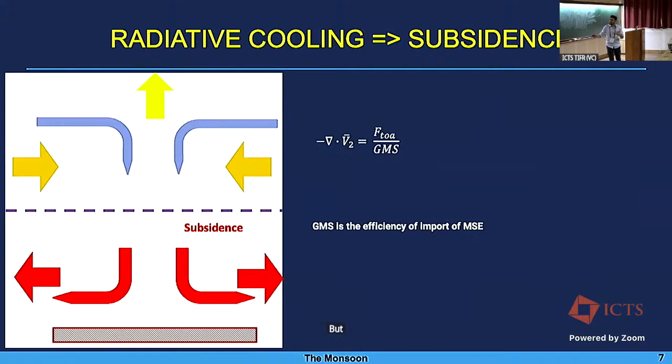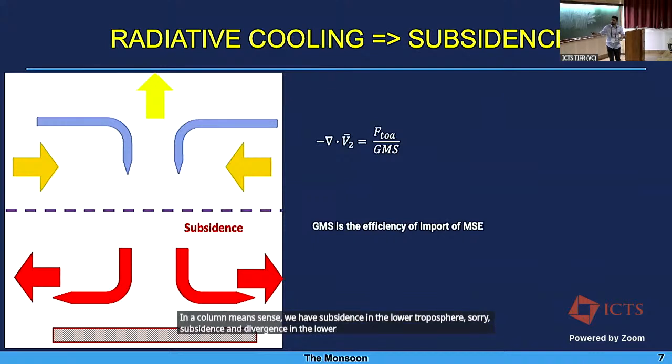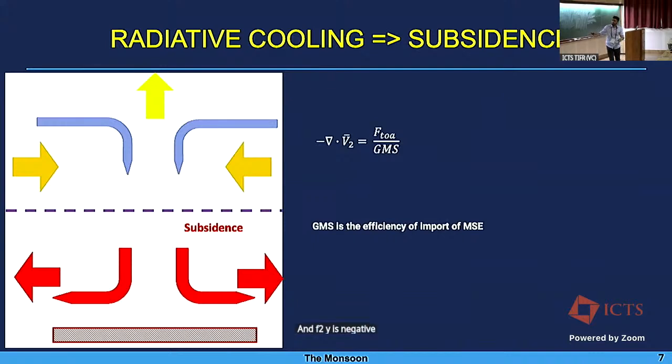But in general, in a column mean sense, we have subsidence and divergence in the lower troposphere, and F2I is negative. So negative of divergence, taking into consideration the sign of GMS, we should get a positive number, F2R by GMS. So can we extend this to deserts as well? That's a simple hypothesis. Whether it works or not, we will see, but it builds on the propositions made by Charney.